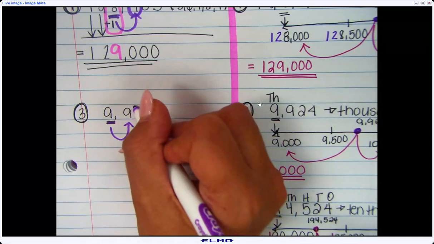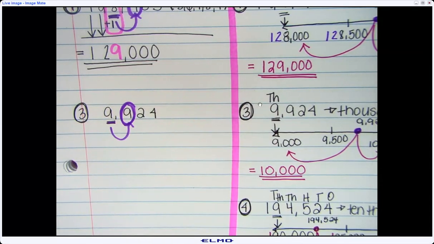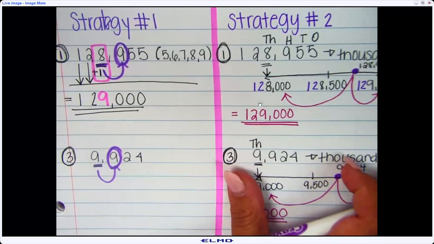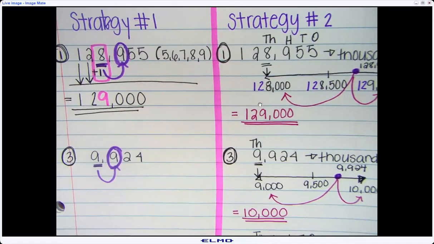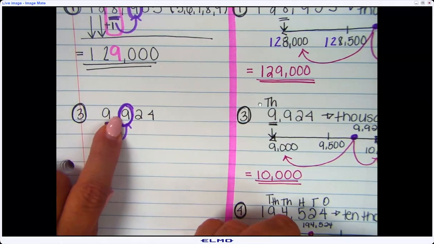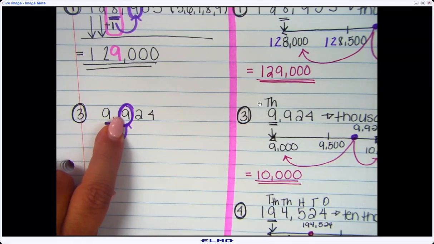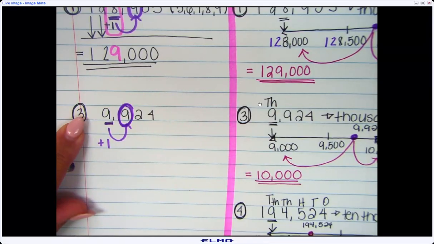And I'm going to check, is my neighbor 5 or more? Well, what were the numbers that I said are 5 or more? 5, 6, 7, 8, 9. So is this 5 or more? Yes. So I'm going to add 1 more, not to the neighbor. The neighbor just tells me what to do. To the underlined digit.